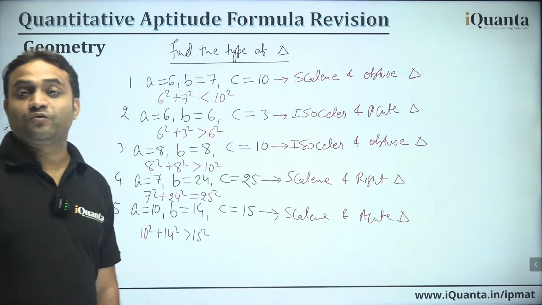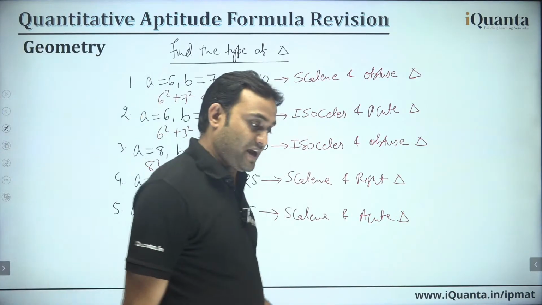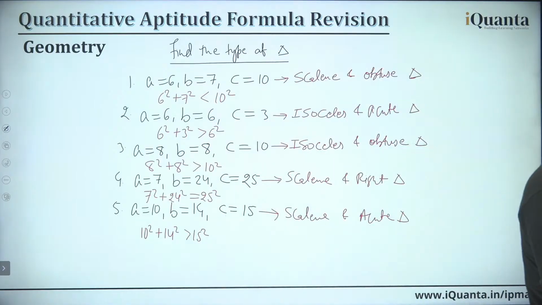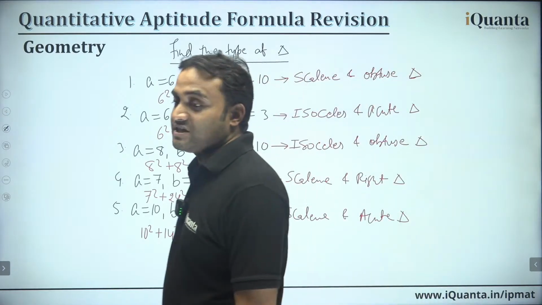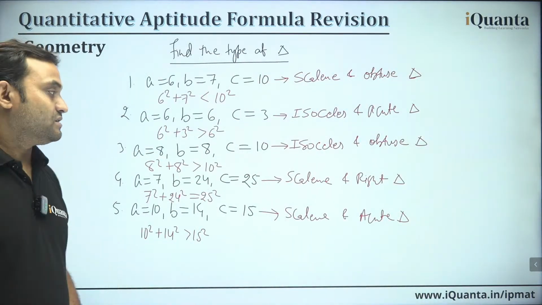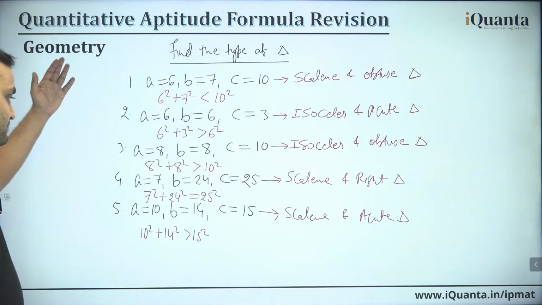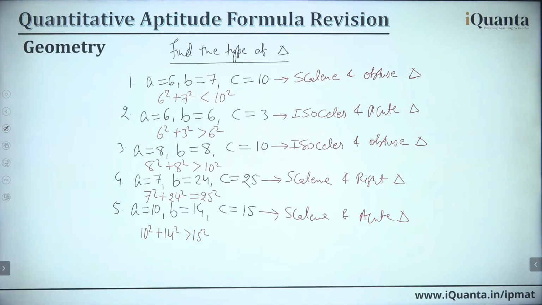So this is how you find the types of triangles. If all three sides are given, how do you find the type of triangle? You find the relation between the side lengths. From there, you can find the type of triangle. So here are the 5 examples.